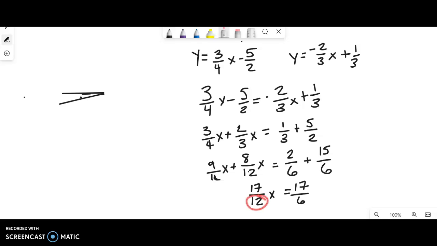So I'm going to take this 12 that's being divided over here, and I'm going to move it over to this side, and I'm going to put it times 12 up over here. Okay, so that's going to leave me with 17x equals 17 times 12. Sorry, I don't know what that is. I gotta get my calculator out here. 17 times 12 is 204. And I'm actually just going to divide that by 6 right now, which is 34.